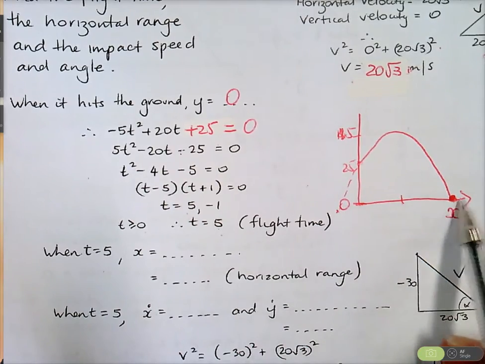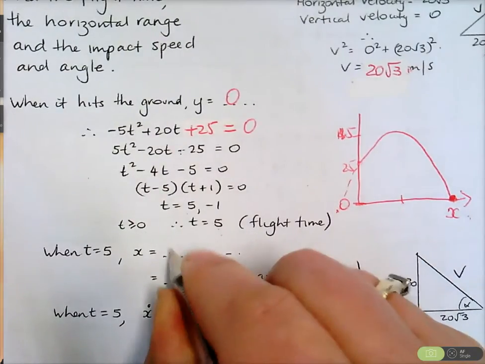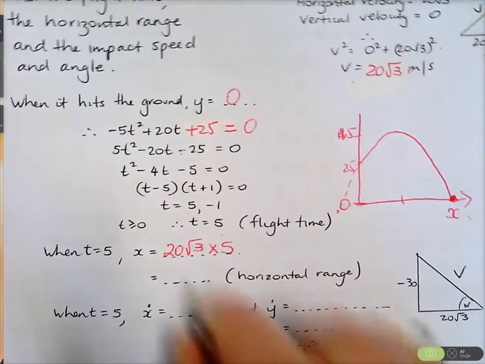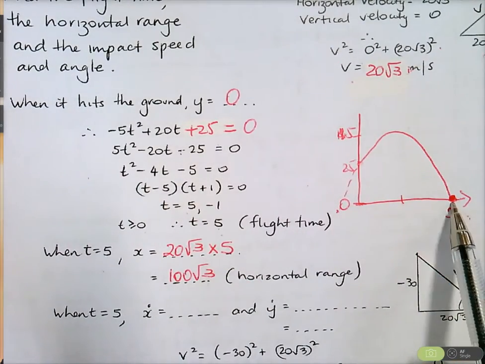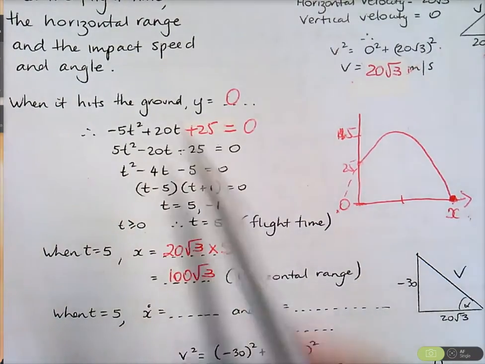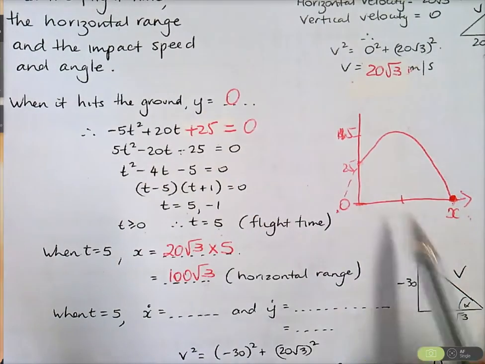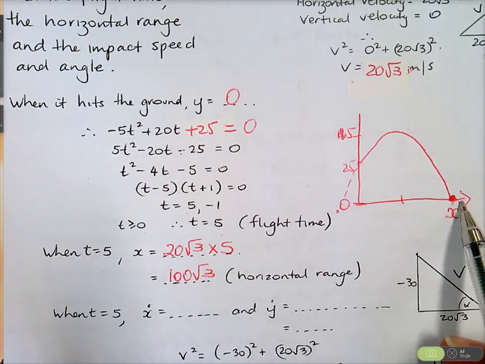So, when t is 5, girls, you can work out the horizontal position now. How far did it travel? Well, when time is 5, substitute that into x. Doesn't x equal 20 root 3 times t? So that's 100 root 3. So when time is 5, x is 100 root 3. So find the flight time, which we've done. Find the horizontal range. We've done that. It travels 100 root 3.